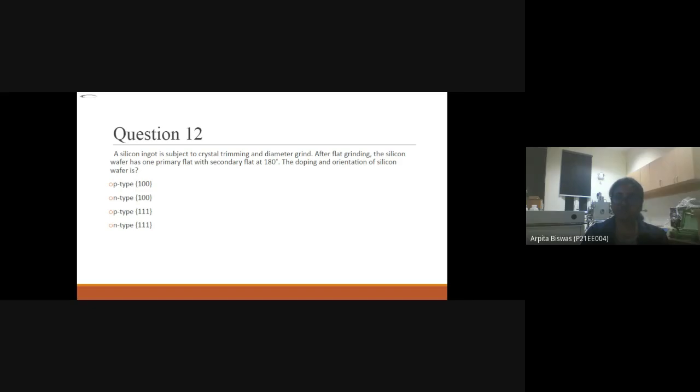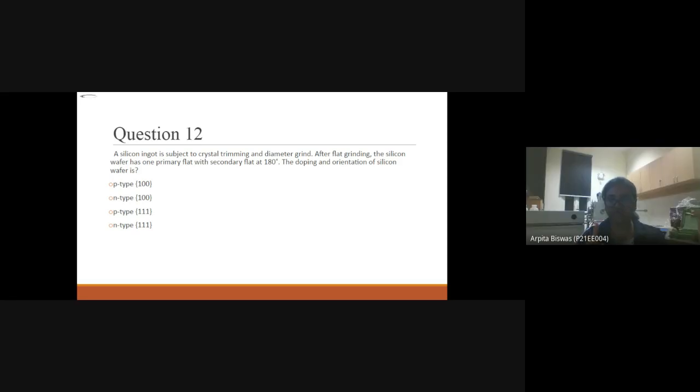See, in the previous question, what is it asking? It is asking that between the primary and secondary cut there is a 90-degree angle. So it is called P type 100. And when it is 180 degree, if it's a round shape, then here the secondary cut and here the primary cut. It is 180 degree. And in the previous case, it means the 90 degree here. Okay. So what is it for 180 degree? If the angle between the primary cut and secondary cut is 180, then is it P type or N type? At first say P type or N type, then whether it is 100 or 111.